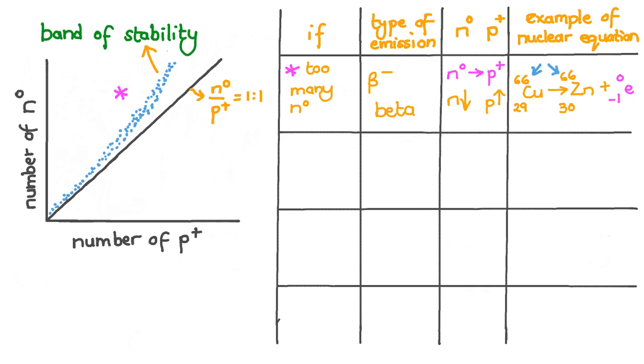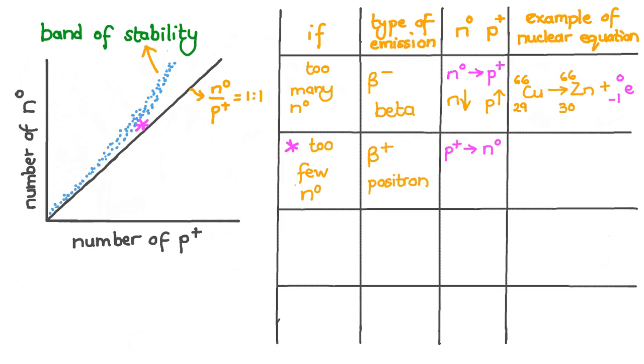Notice that the mass number has not changed because the total number of nucleons has remained the same. However, the number of protons has increased by 1, causing the transformation of copper into the element zinc. A neutron-to-proton ratio just to the right of the band of stability shows that there is instability because there are too few neutrons in the nucleus.